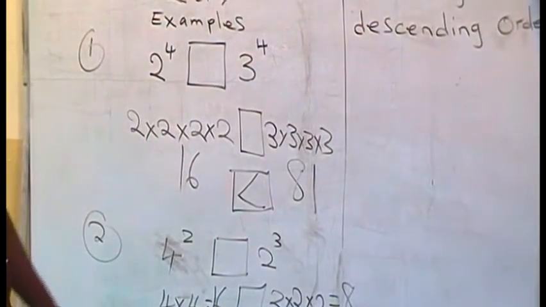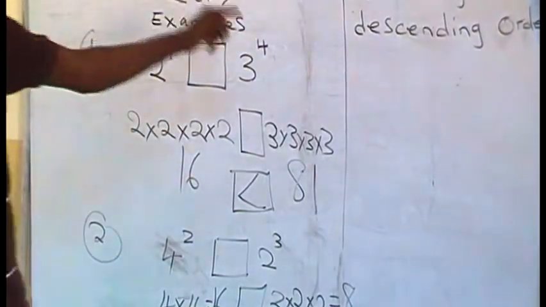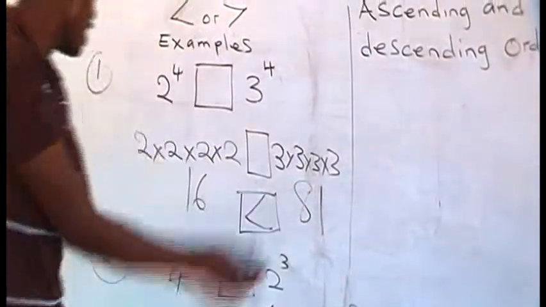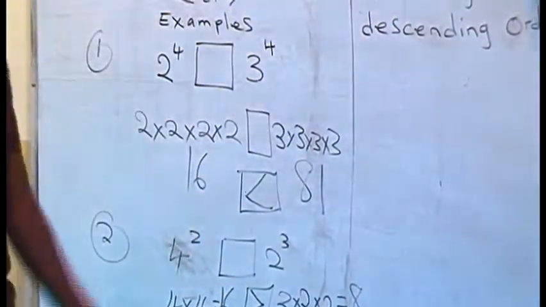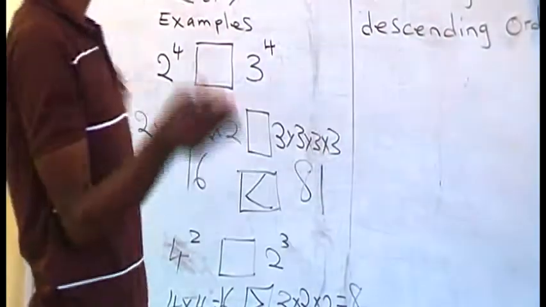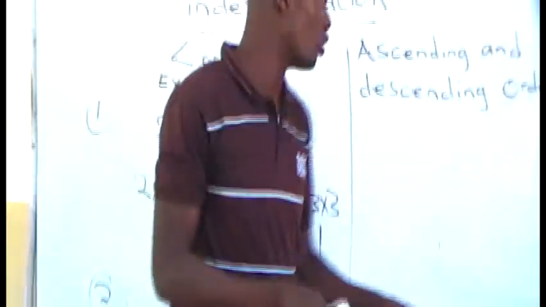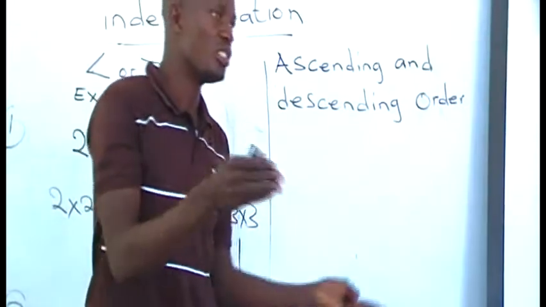So now, which symbol are we going to use between the two numbers? The crocodile is the bigger number. So the mouth of the crocodile will open this side where the bigger number is. The same concept should be applied when you are arranging numbers in ascending order. Here you can arrange numbers in ascending order or descending order.